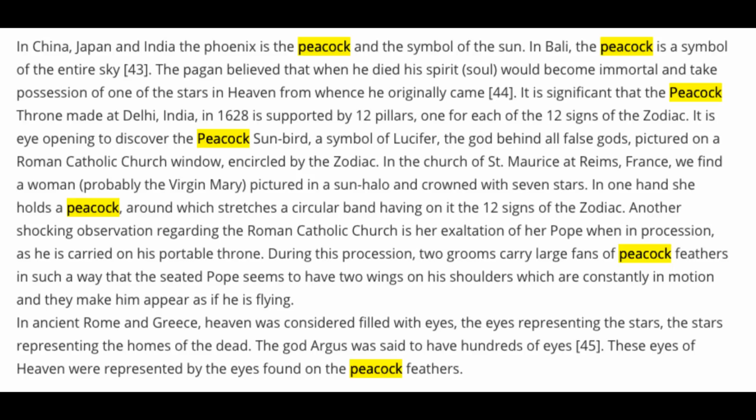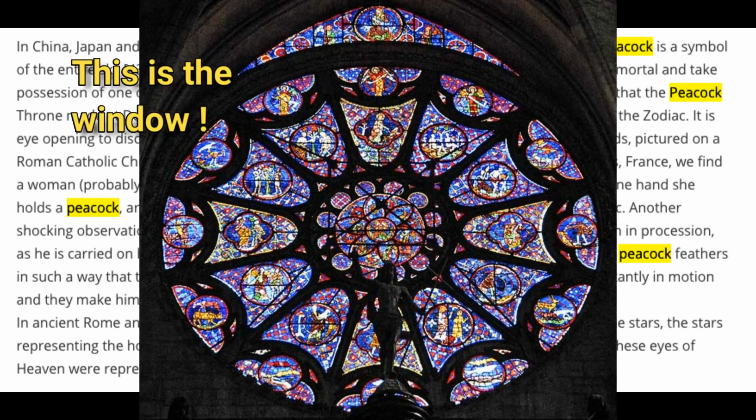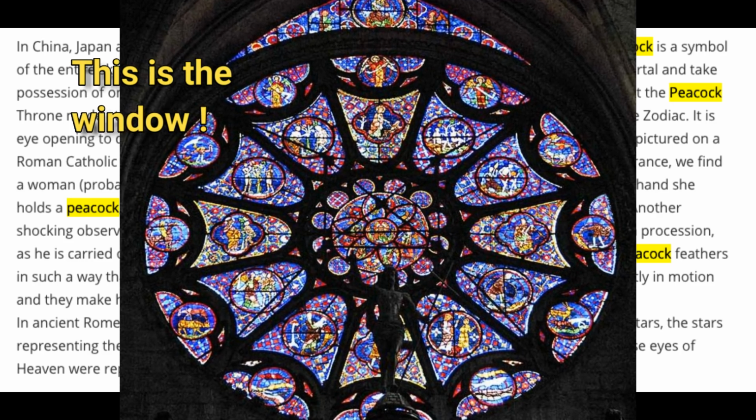It is significant that the peacock throne made at Delhi, India, in 1628 is supported by 12 pillars, one for each of the 12 signs of the zodiac. It is eye-opening to discover the peacock, sunbird, a symbol of Lucifer. There you go again, referring the peacock to Lucifer, a god behind all false gods, pictured on a Roman Catholic church window. Where? In a Roman Catholic church window. We're going to see this throughout this video. Encircled by the zodiac. In the church of Saint Maurice at Reims, France, we will find a woman, probably the Virgin Mary, pictured in a sun halo and crowned with 7 stars. In one hand she holds a peacock, around which stretches a circular band having on it the 12 signs of the zodiac.